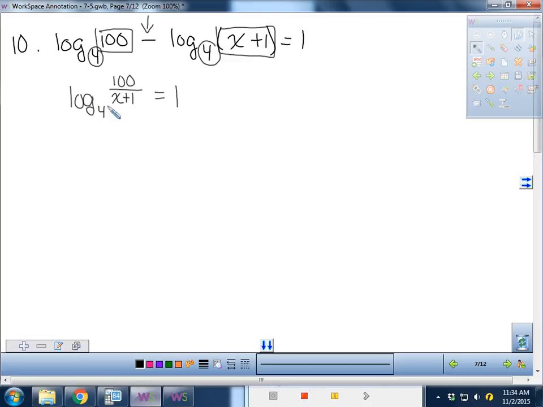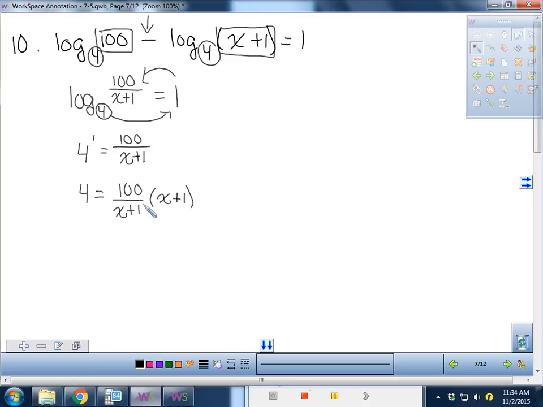So now that I am down to 1 log, I want to rewrite this in exponential form. Okay, so I would say 4 to the first equals 100 divided by x plus 1. All right, 4 to the first is just 4. So now I have to solve for x. Well, the problem is that x is in my denominator. So we talked about this the other day. I need to get it off the bottom, so I will multiply by the x plus 1.